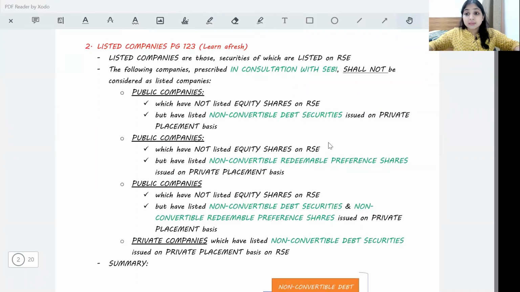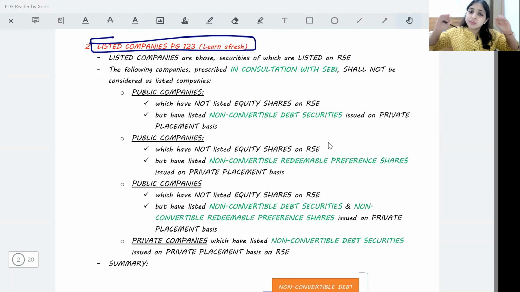Okay, guys, now let me take you to the next amendment. There is another amendment in the definition, in the meaning of listed companies. See, earlier when we spoke about listed and unlisted companies, we would stop with the discussion that a listed company is a company whose securities are listed in a stock exchange and an unlisted company is a company whose securities are not listed in a stock exchange. Earlier, we would stop the discussion here itself. But as per the recent amendments in the meaning of listed companies, there is a lot more that we are supposed to learn. Listen to the points one by one.